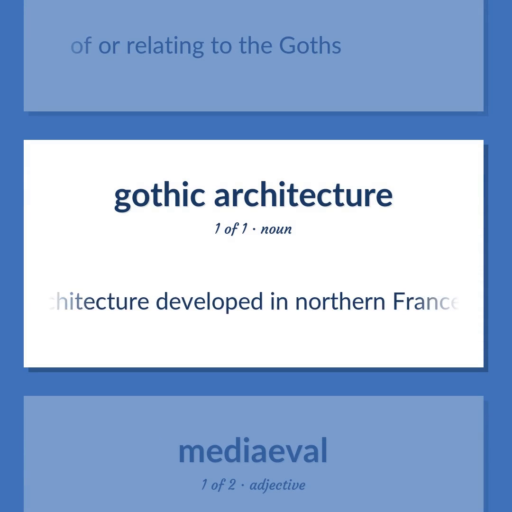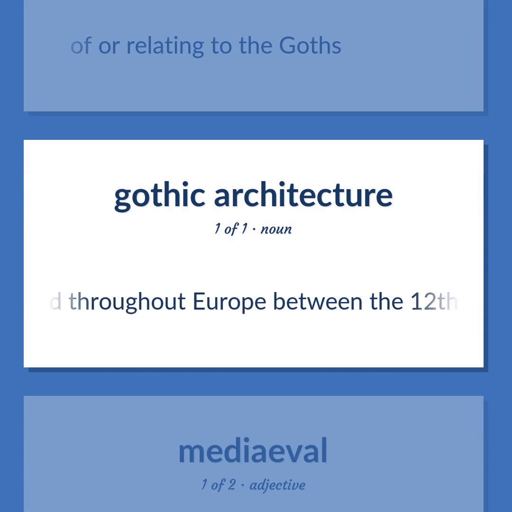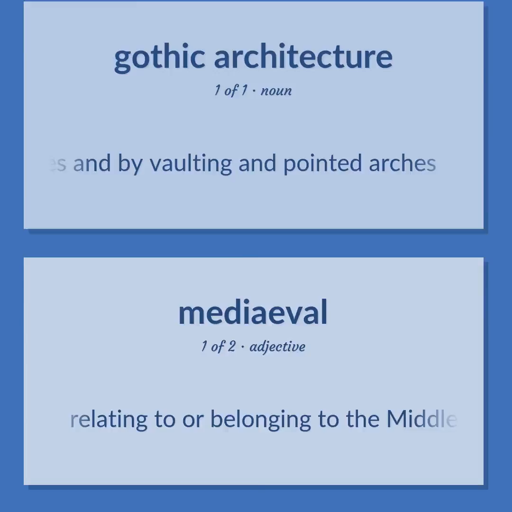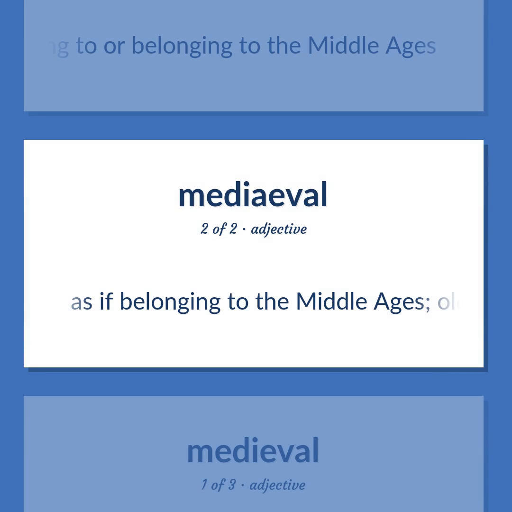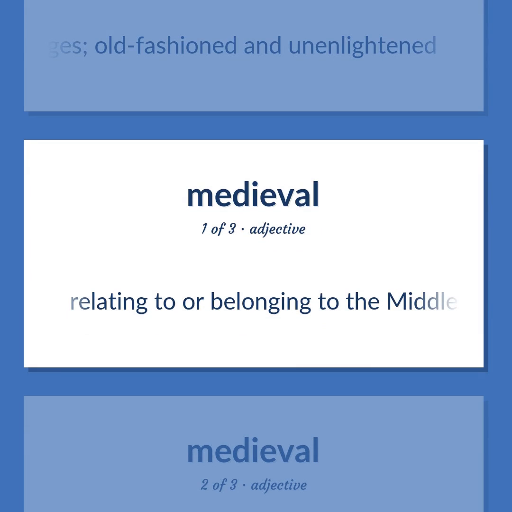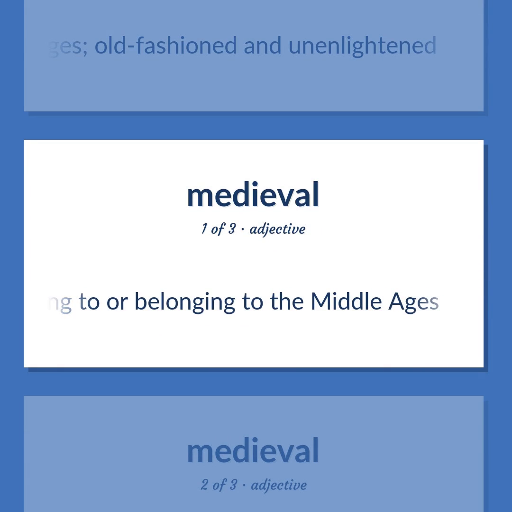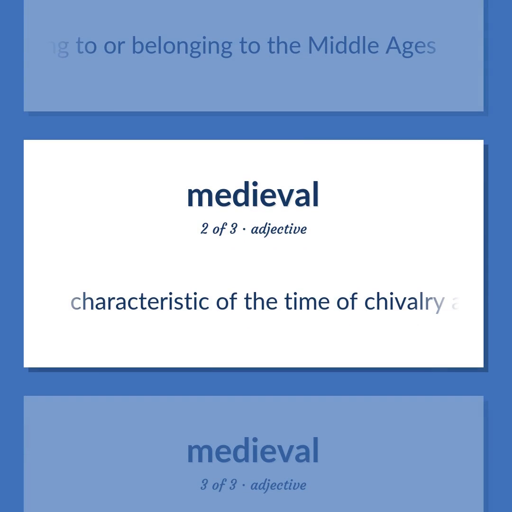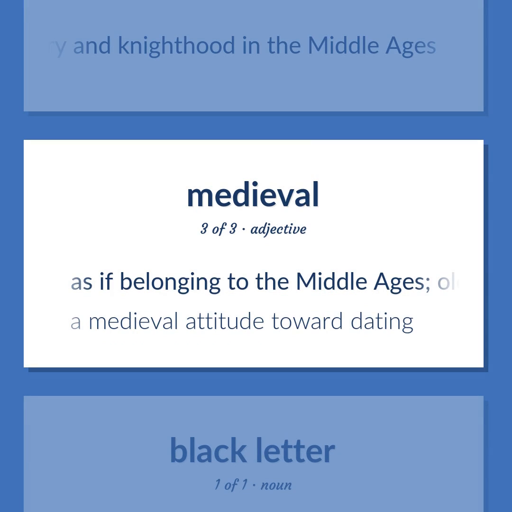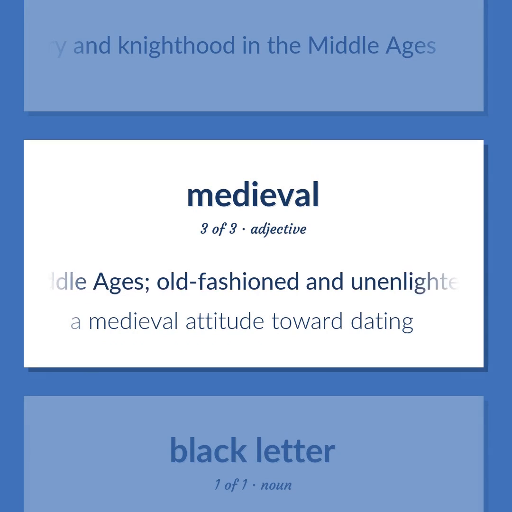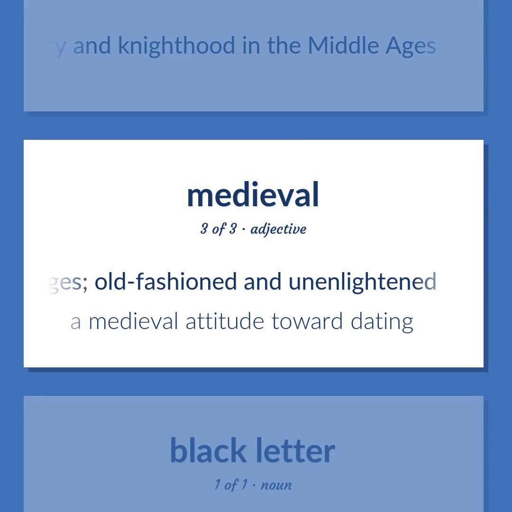A style of architecture developed in northern France that spread throughout Europe between the 12th and 16th centuries, characterized by slender vertical piers and counterbalancing buttresses and by vaulting and pointed arches. Relating to or belonging to the Middle Ages. As if belonging to the Middle Ages, old-fashioned and unenlightened. Relating to or belonging to the Middle Ages. Characteristic of the time of chivalry and knighthood in the Middle Ages. As if belonging to the Middle Ages, old-fashioned and unenlightened. A medieval attitude toward dating.